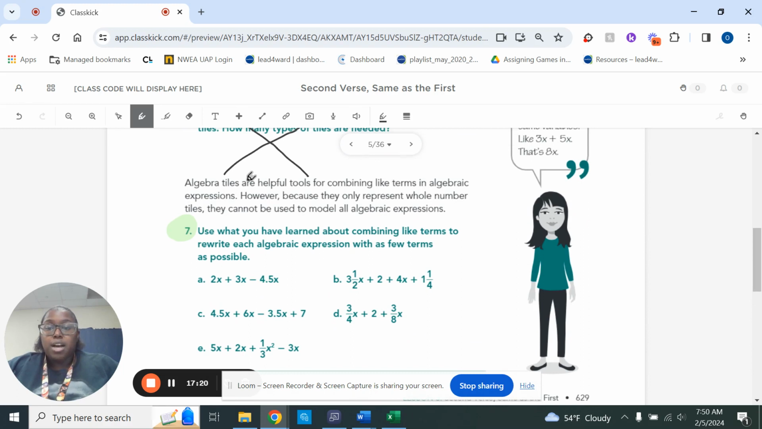So it says algebra tiles are helpful tools for combining like terms in algebraic expressions. However, there is an instance where you're not going to be able to use an algebra tile. Because they only represent whole number tiles, they cannot be used to model all algebraic expressions. So if you needed to do something like these, which are decimals and fractions, you're not going to be able to use algebra tiles because algebra tiles only use whole numbers. So we're going to have to figure out a way to write these.